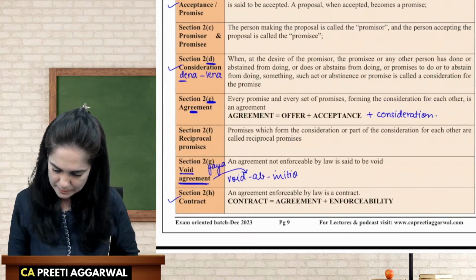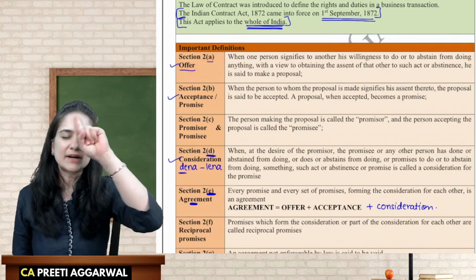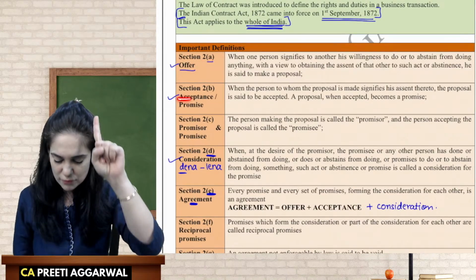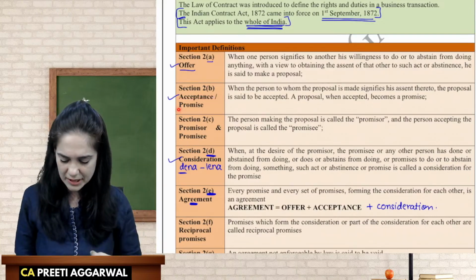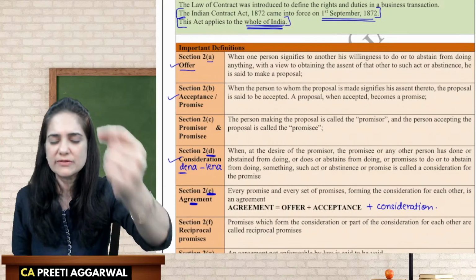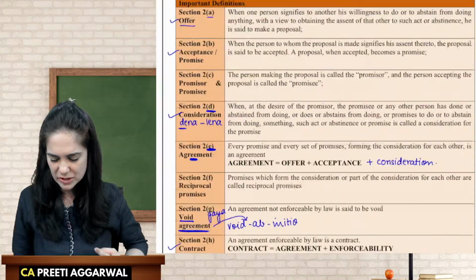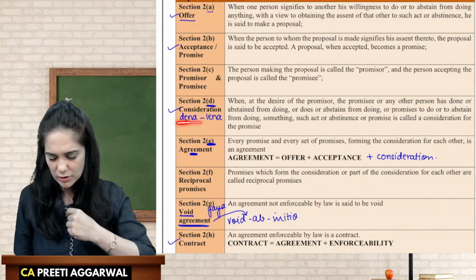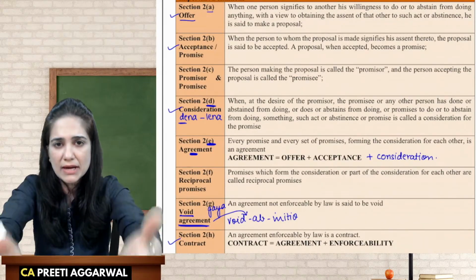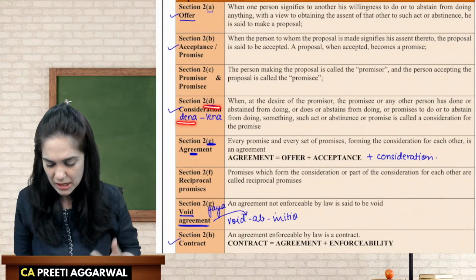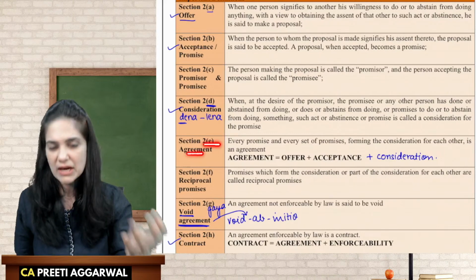Okay, so now again let's revise. Offer is the starting point of contract. This offer must be properly accepted. A proposal when accepted becomes a promise. The person who gives the proposal is known as the promisor. The person to whom the proposal is given is known as the promisee. They will not work for free. To make an agreement we need consideration also. Consideration means dena, lena. We have offer, we have acceptance, we have consideration.